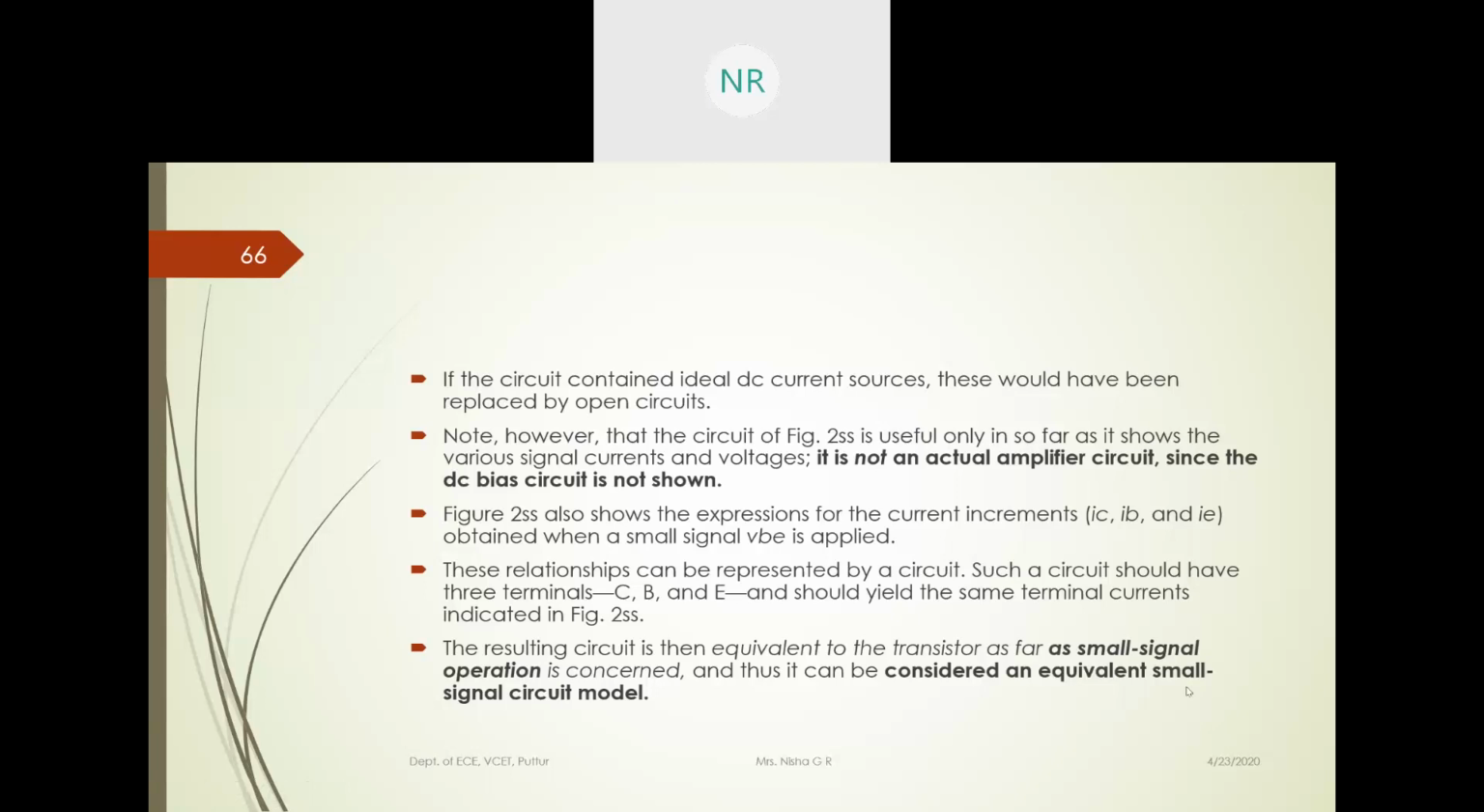Very important topic, small signal modeling. Tomorrow we shall discuss the last topic of BJT, that is the hybrid pi model. After that, MOSFET, which is going to be done by Sangeeta ma'am. I think I may require one or two classes to complete this. Okay, thank you.